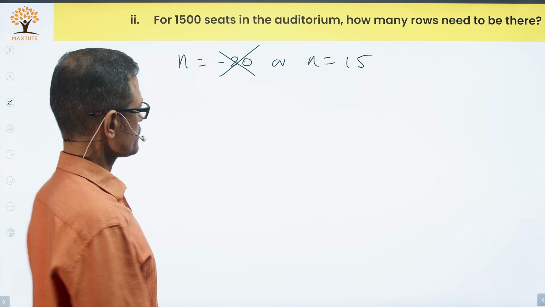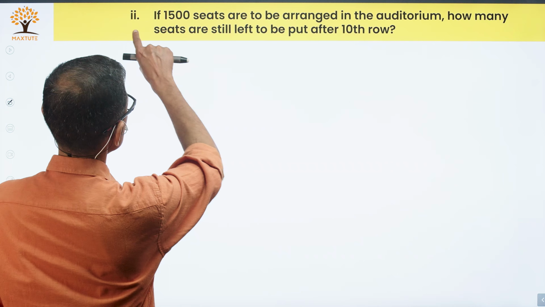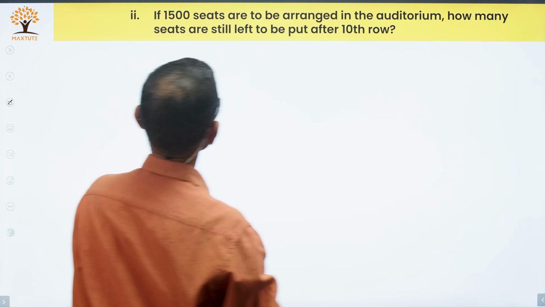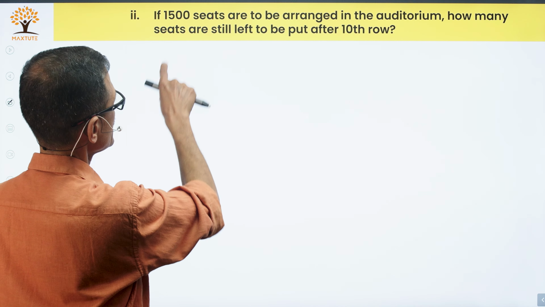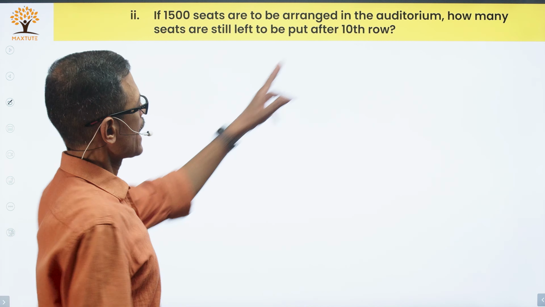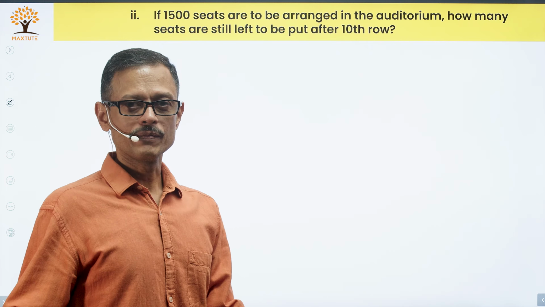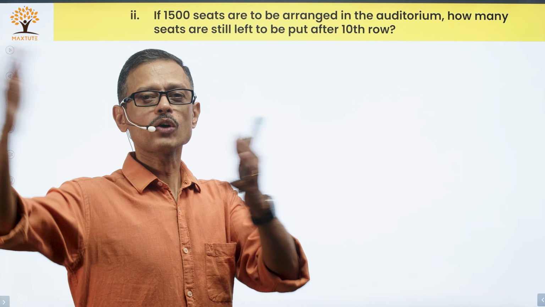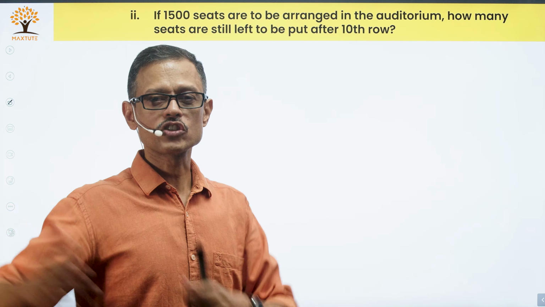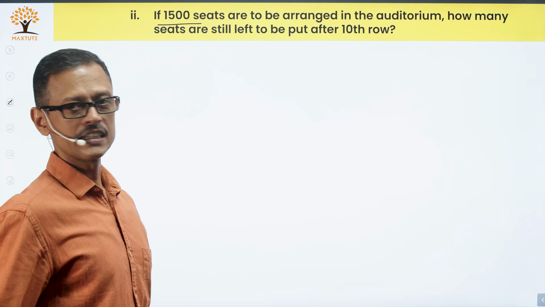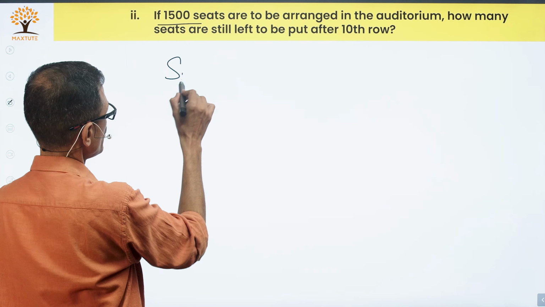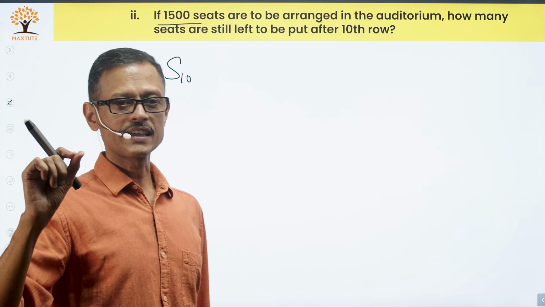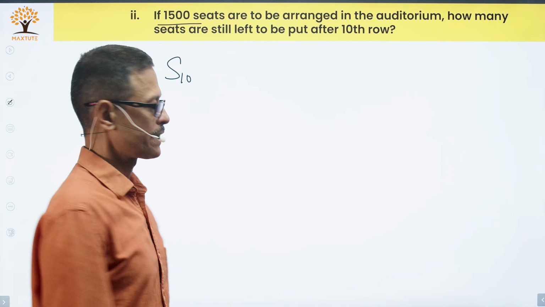Part 2 had an internal choice, so we'll quickly do that. If 1500 seats are to be arranged in the circular rows, how many seats are still left to be put after the 10th row? So what we need to find is the sum of seats till the 10th row. Let's say that works out to 500, then after the 10th row you need 1000 more seats. That's what they're essentially asking. So find out the sum, not just the number of seats in the 10th row. Find out the sum of seats up to the 10th row.